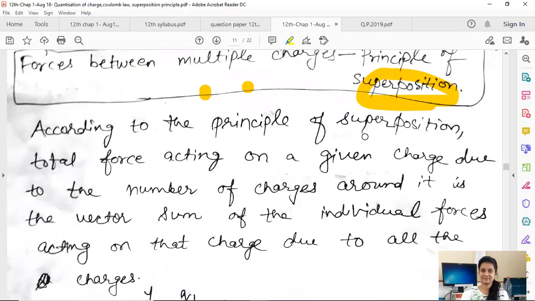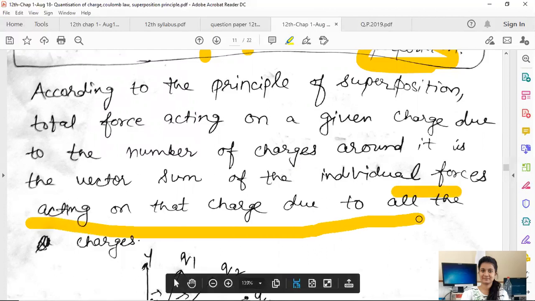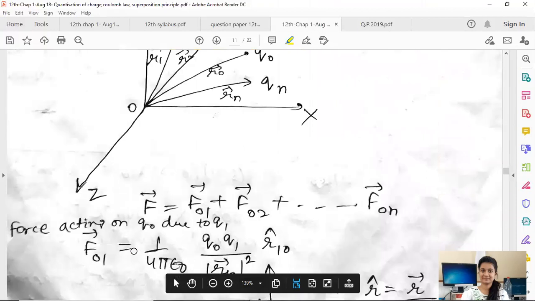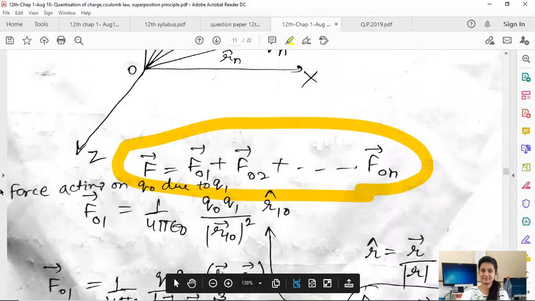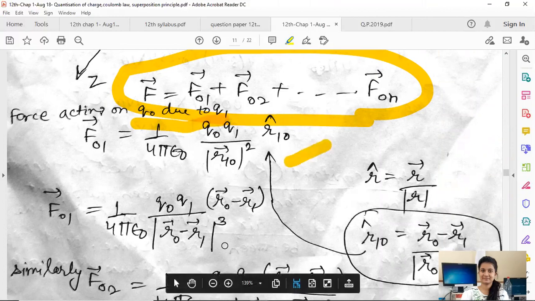So, according to the principle of superposition, the total force acting on a given charge due to the number of charges around it is the vector sum of individual forces acting on that charge due to all the charges. So, according to superposition principle, F will be the sum of all these forces. So the force on Q0 due to Q1 will be like this in vector form.